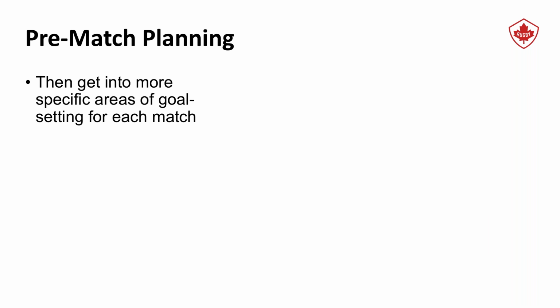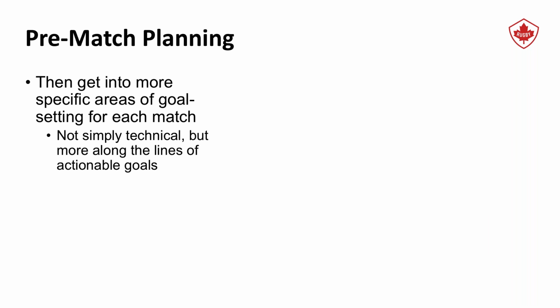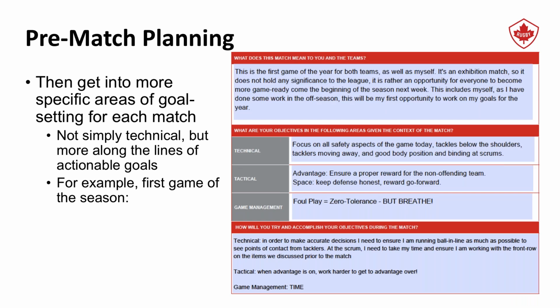All right, so now we get into more specific goal setting for each match, right? So we're not looking at just technical goals in terms of, well, I will not call, or I will call all offsides I see, or I will call this. We're looking along the lines of things that are actionable, things that I can do during a game to help me ensure I make appropriate decisions. So we'll look at what that means. But let's just say this is the first game of the year, right? These are the pieces I put in. It really doesn't matter what the team is when I phrase it this way.